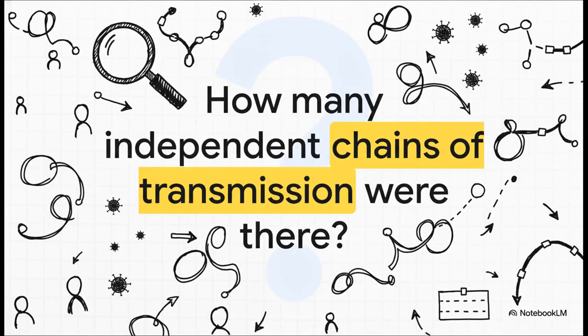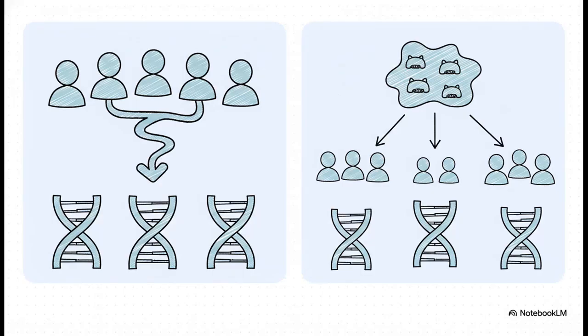So this strange pattern led the investigators to ask a really central question. Were they looking at one single, long, slow-burning chain of people infecting other people? Or was something else going on here entirely? And to figure that out, they went straight to the virus's genetic code.